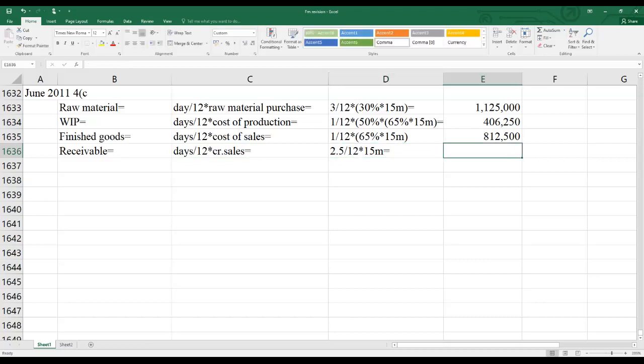Assume that all sales are made on credit. Okay. And you get how much? 3,125,000. Let me just confirm that. 3,125,000 to be the company investment in their customer for sales made on credit. Okay, so we're done with inventory, receivable.